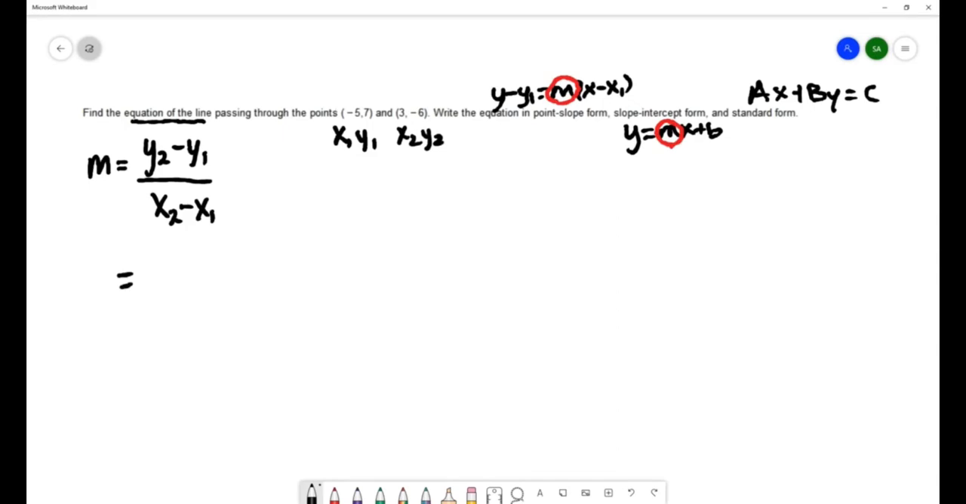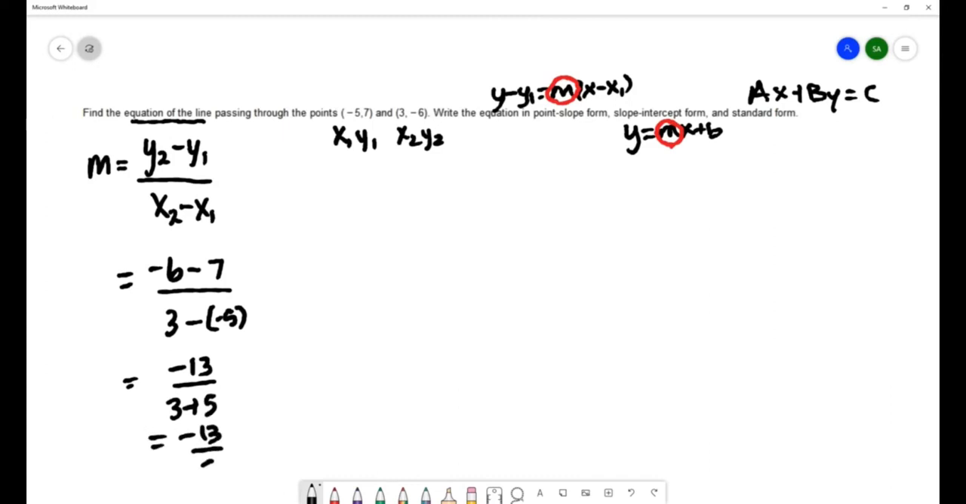So that's going to give me -6 minus 7 over 3 minus -5. And we'll simplify. This gives me -13 over 3 plus 5. That's -13 over 8. That's our slope of the line. And once we get the slope of the line, we're going to be able to use point-slope form to write the equation of the line.